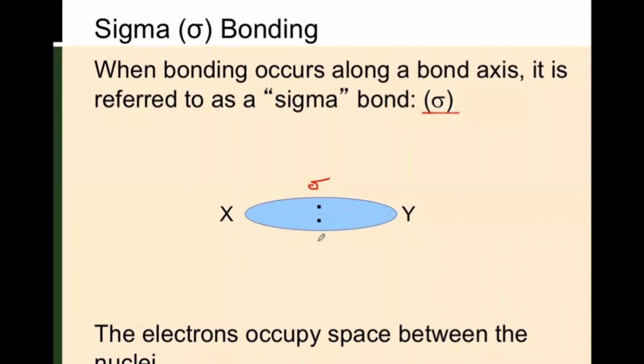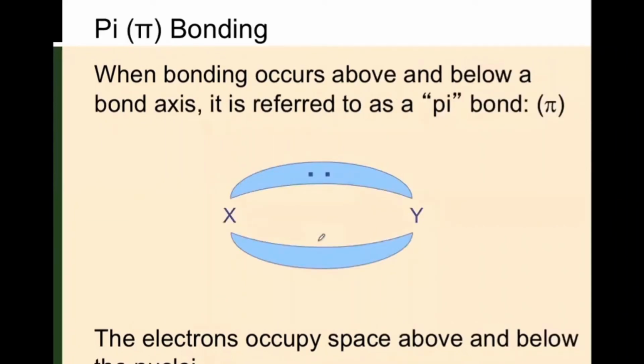in that figure. Pi bonding then is bonding above and below the bond axis. It's referred to as a pi bond. So this is the overlap above and below the X and the Y. So remember, we still have the sigma bond here. We can't have a pi bond really without a sigma bond, not normally. The sigma bond is along the internuclear axis. The pi bond then is above and below any sigma bonds.